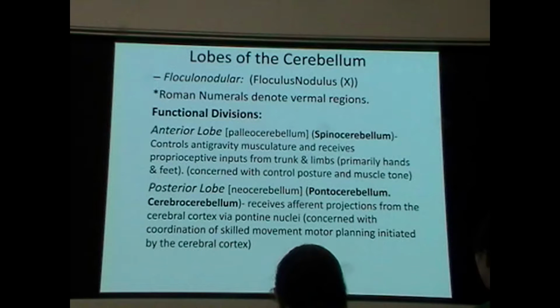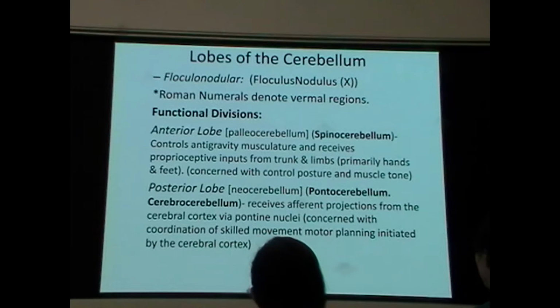So before the cerebral information goes to the cerebellum, it synapses in nuclei in the pons. The primary afferent pathway to the cerebellum from the cerebral cortex is referred to as the pontocerebellar pathways or cerebrocerebellar pathways. So this is the information coming from the cerebral cortex via these pontine nuclei. And this is what is concerned with skilled movement, motor planning, and initiating motor cortex.